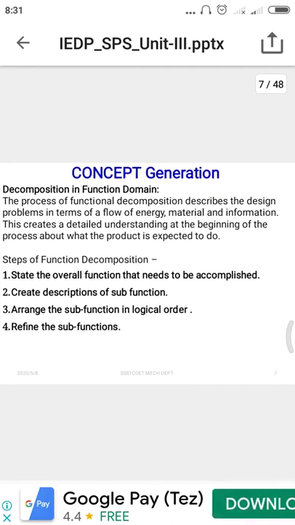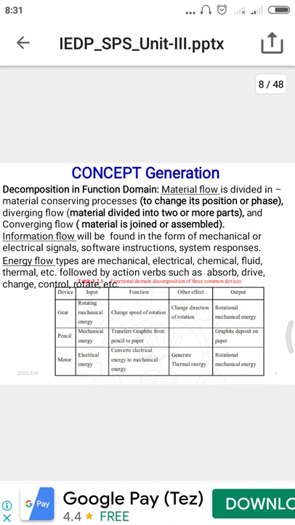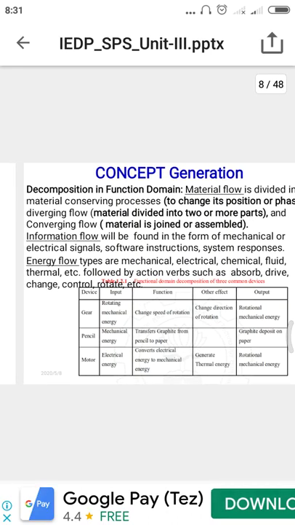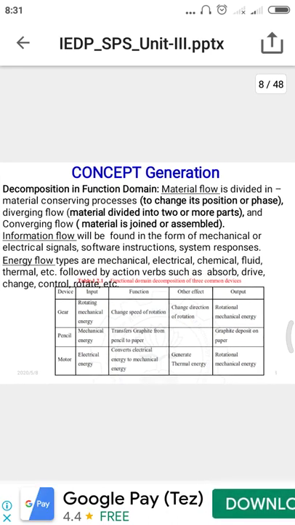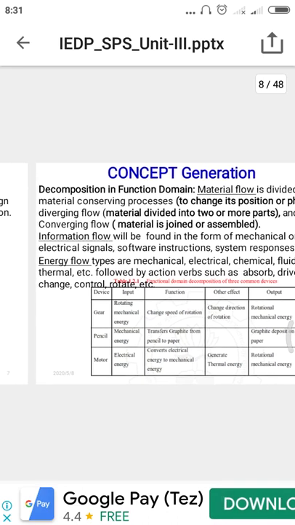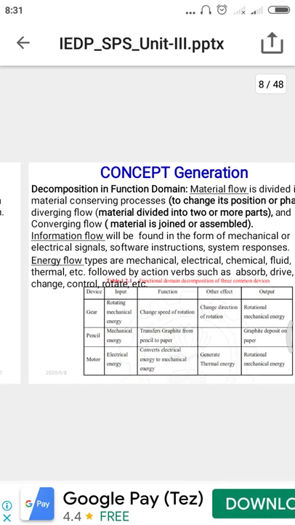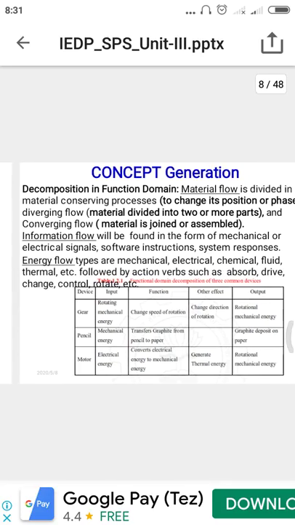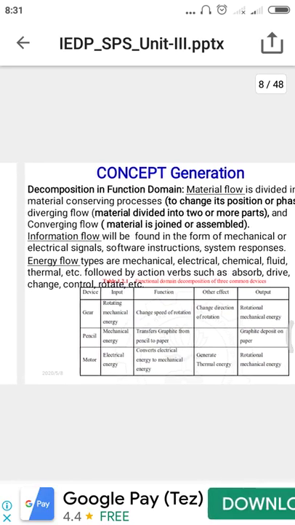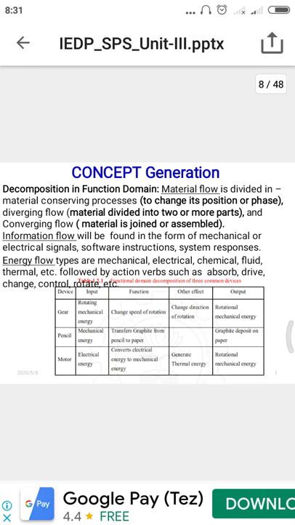Create descriptions of subfunctions. Arrange the subfunctions in logical order. Refine the subfunctions. Then decomposition in function domain: material flow is divided in a material conserving process to change its position or phase. Diverging flow, material divided into two or more parts, and converging flow, material is joined or assembled.